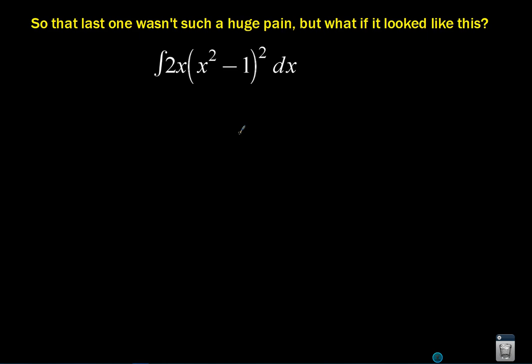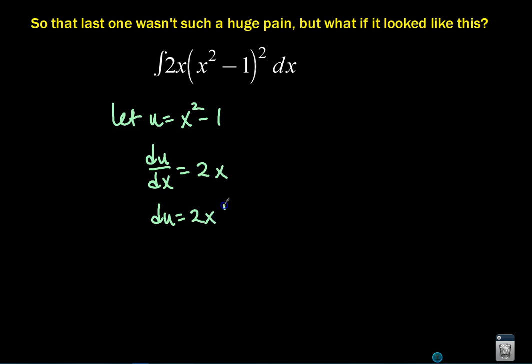So again, I want to look for the expression whose derivative is located somewhat nearby. So in this case, yet again, the derivative of x squared minus 1 is 2x. That's nearby. So I'm going to say let u equal x squared minus 1. So then du dx is equal to 2x. And then from here, I'm going to say du is equal to 2x dx.